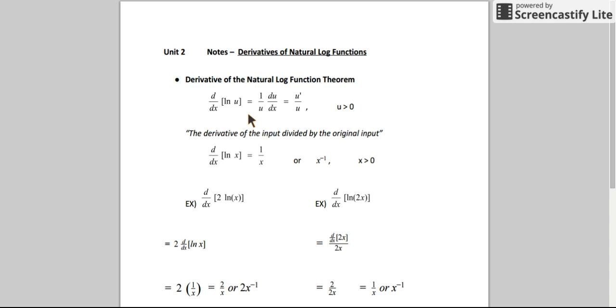So most books will tell you that the definition of the derivative of a natural log looks like this. Basically, it's saying that you take whatever that input is, find its derivative, and place it on top of a fraction. Place the original input below it in the denominator position, and there's your derivative. So the derivative of a natural log function is the derivative of the input divided by the original input.